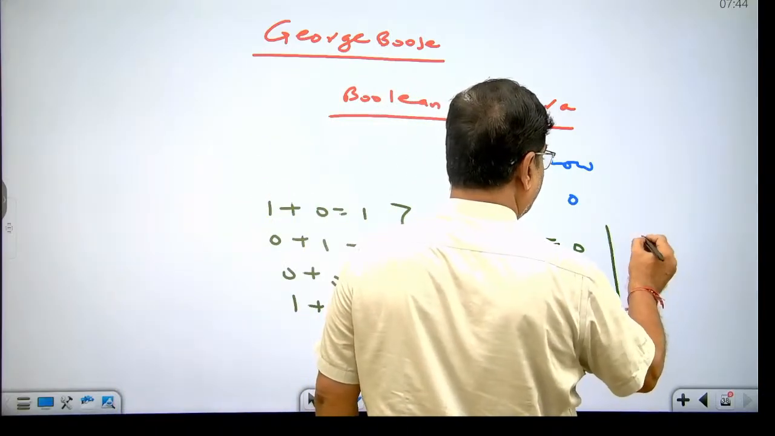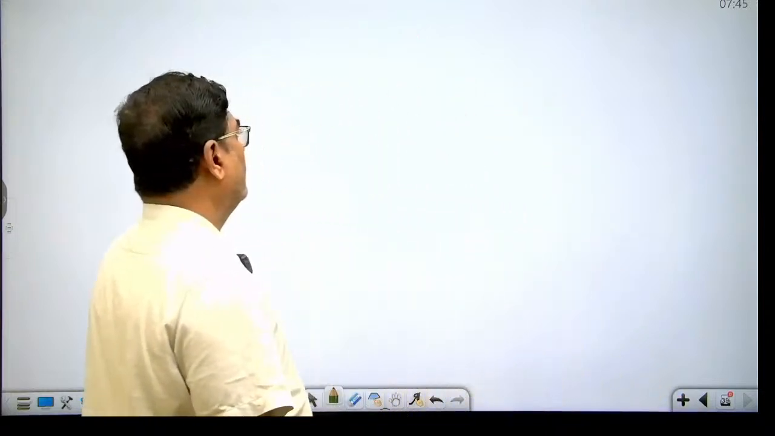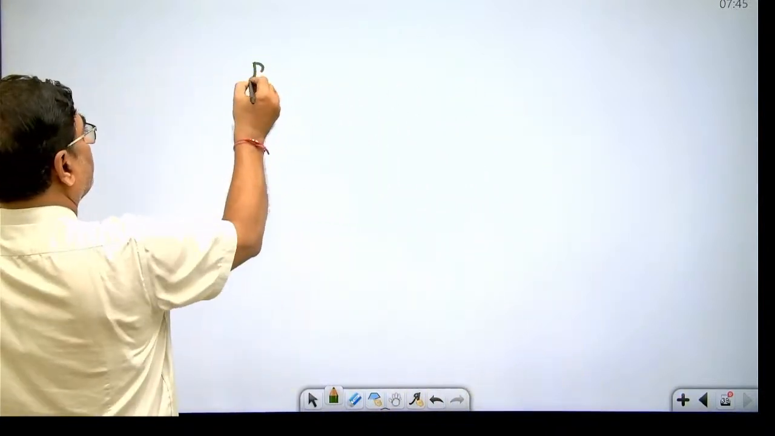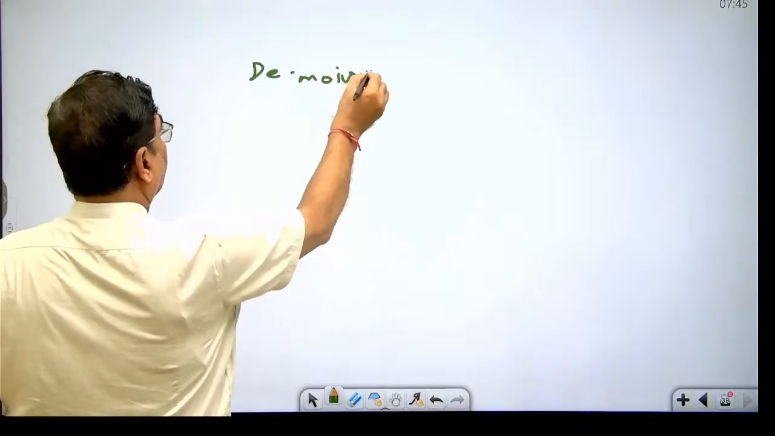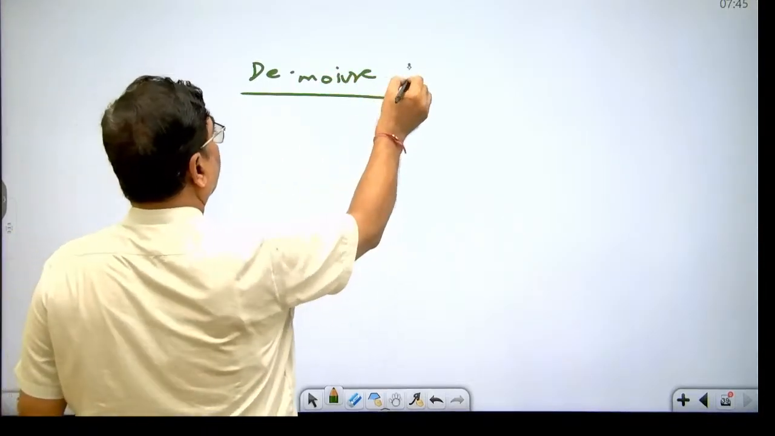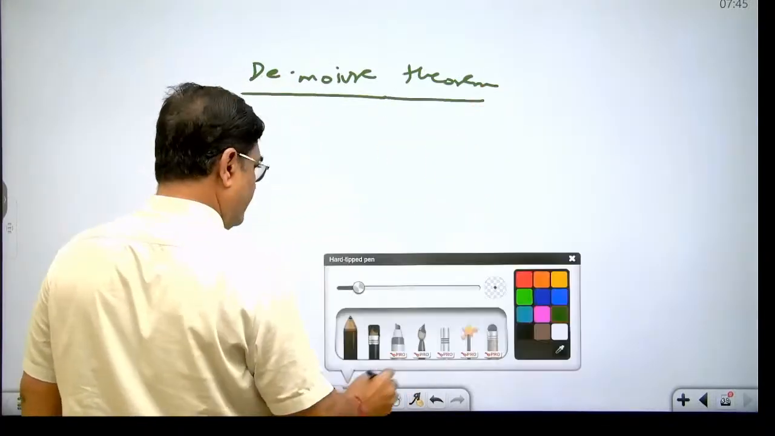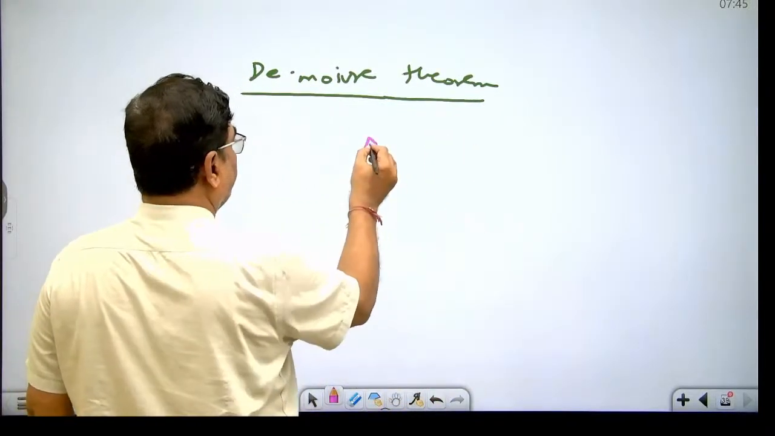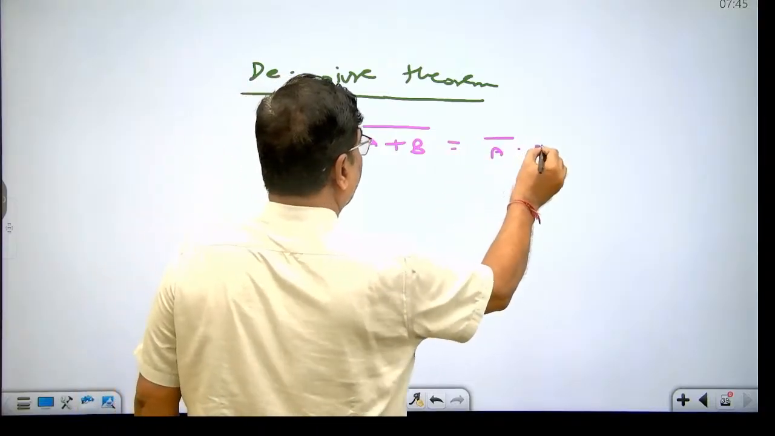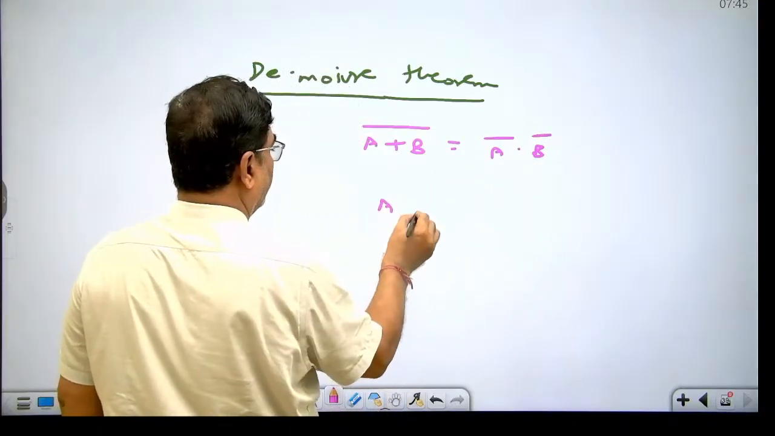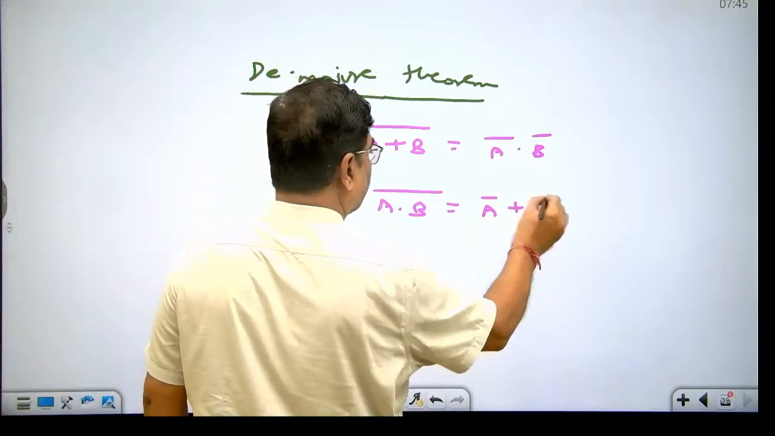A bar means NOT A. And this is De Morgan's theorem in digital electronics. (A plus B) bar can be written as A bar dot B bar. (A dot B) bar can be written as A bar plus B bar.